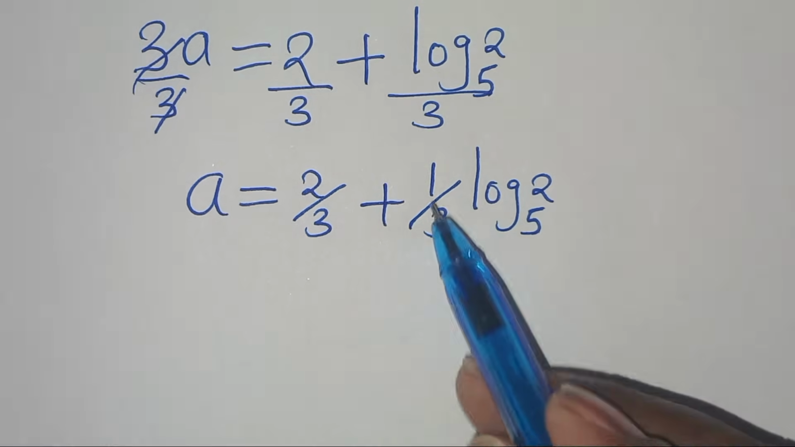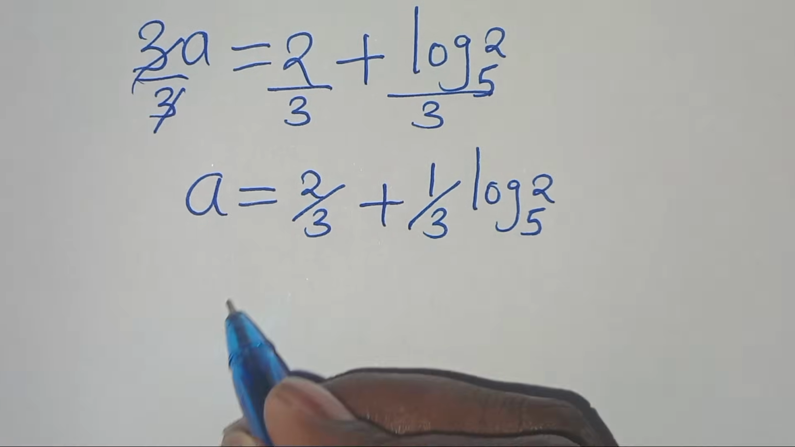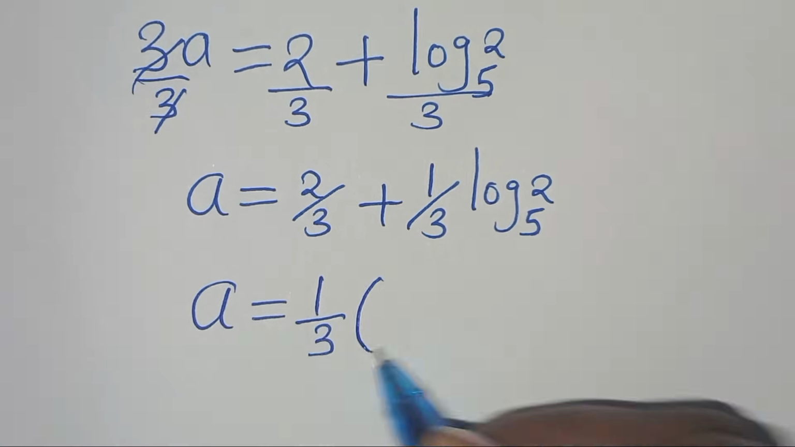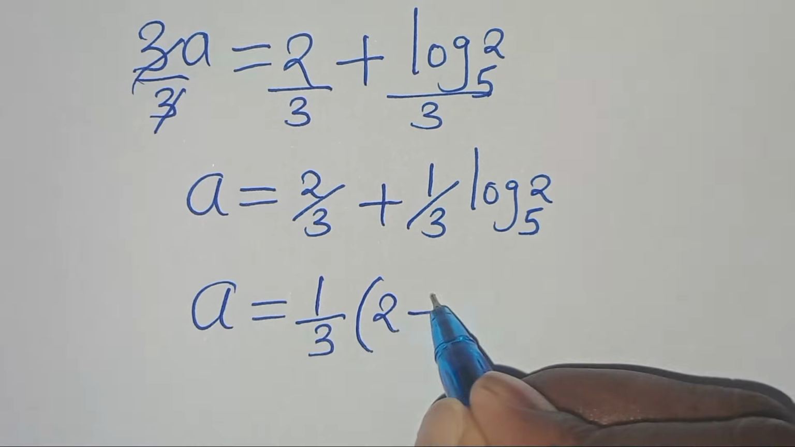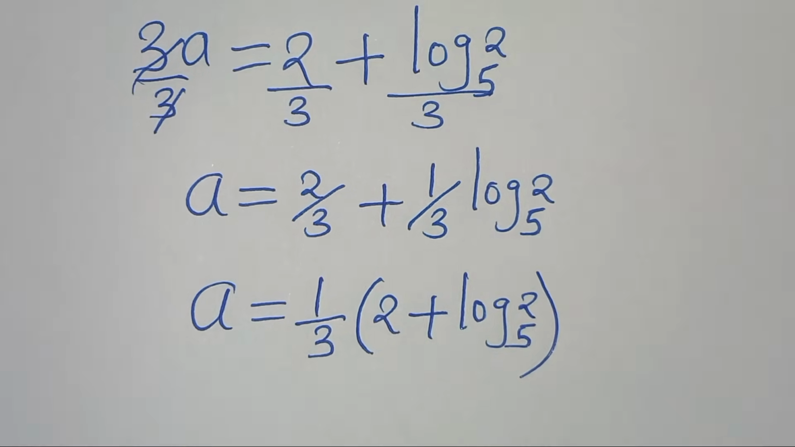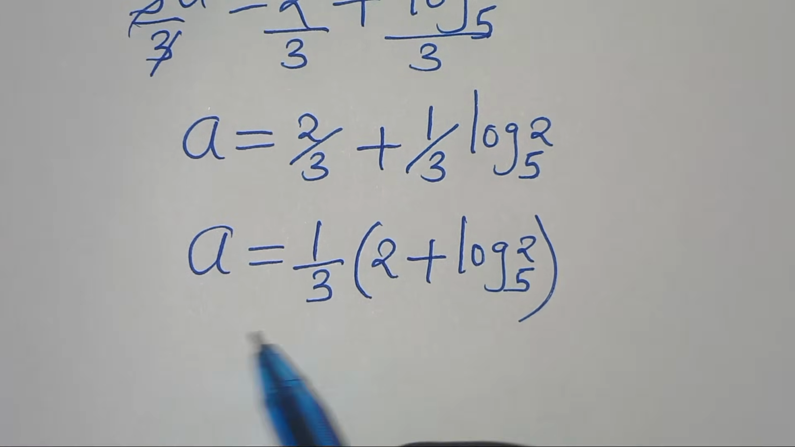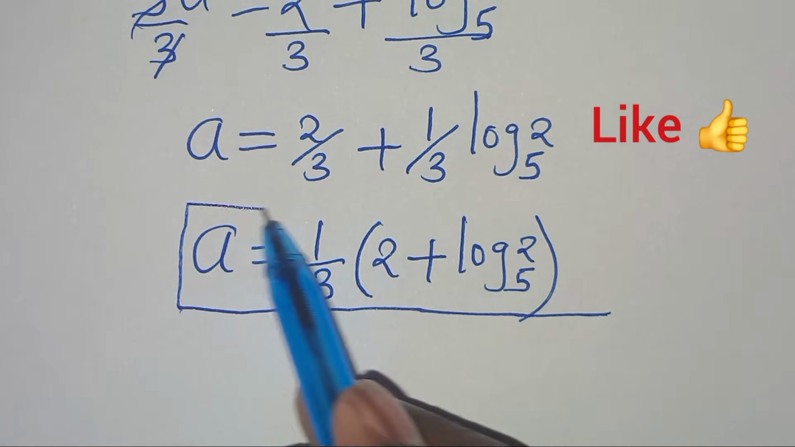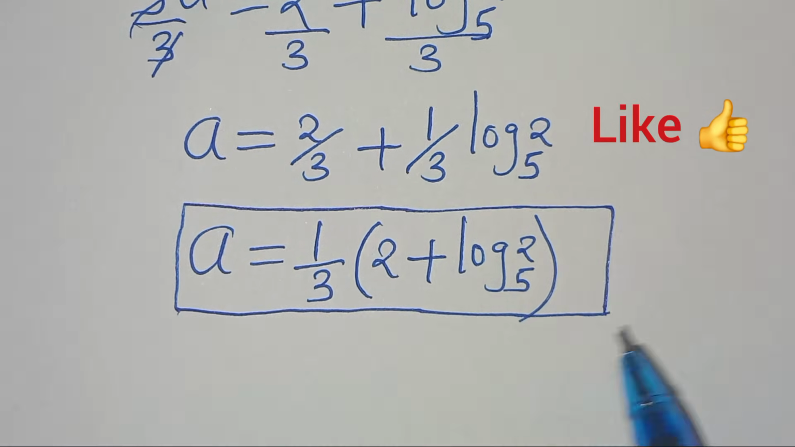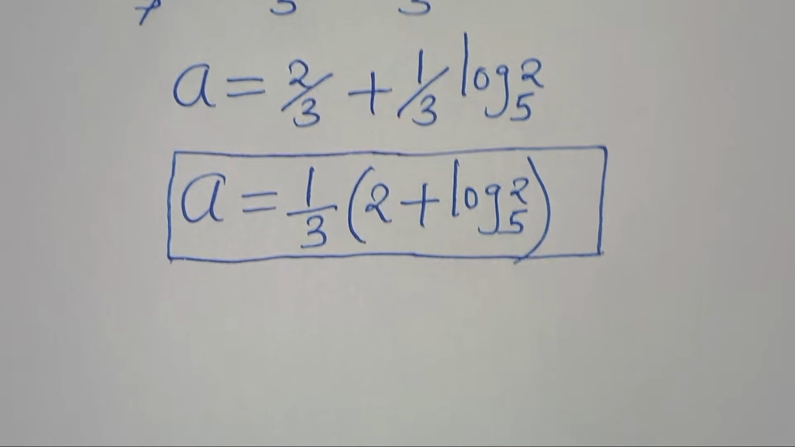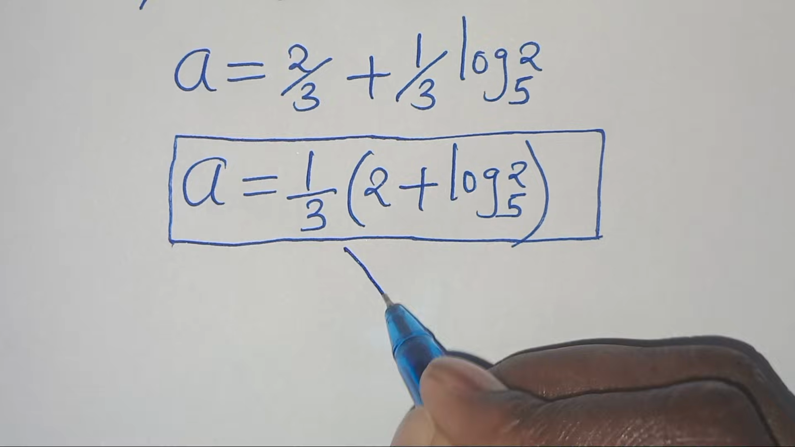Now, since 1 over 3 is common here, we can factor out 1 over 3 so that in the parentheses we have 2 plus log 2 to base 5. So this is the value of A. The next step from here is to verify that this value of A satisfies the equation. So let's verify from here.